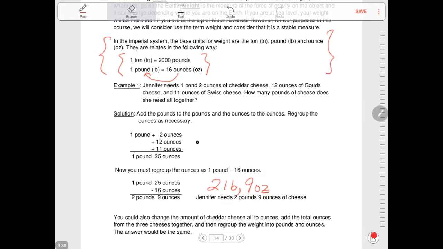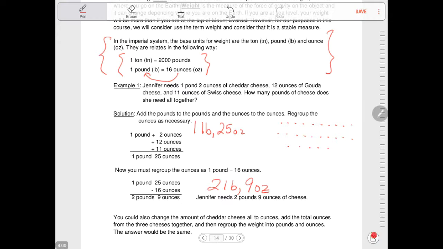Another way to look at that, and sometimes people enjoy diagrams better, so I'll make this really brief for you. Right now we are at 1 pound, 25 ounces. Forgive my drawing, but I'm going to go 1, 2, 3, 4, 5, 6, 7, 8, 9, 10, 11, 12, 13, 14, 15, 16, 17, 18, 19, 20, 21, 22, 23, 24, 25. That's 25 ounces.